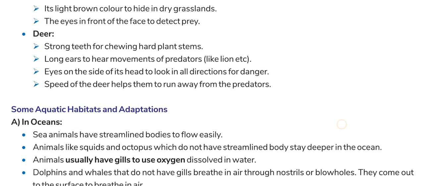Deer. Strong teeth for chewing hard plant stems. Long ears to hear movements of predators, like lion, etc. Eyes on the side of its head to look in all directions for danger. Speed of the deer helps them to run away from the predators.